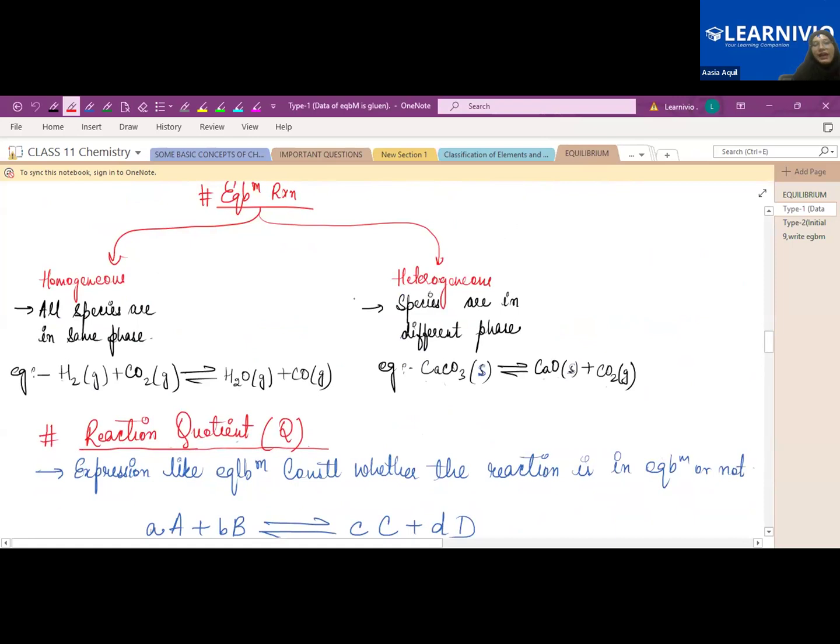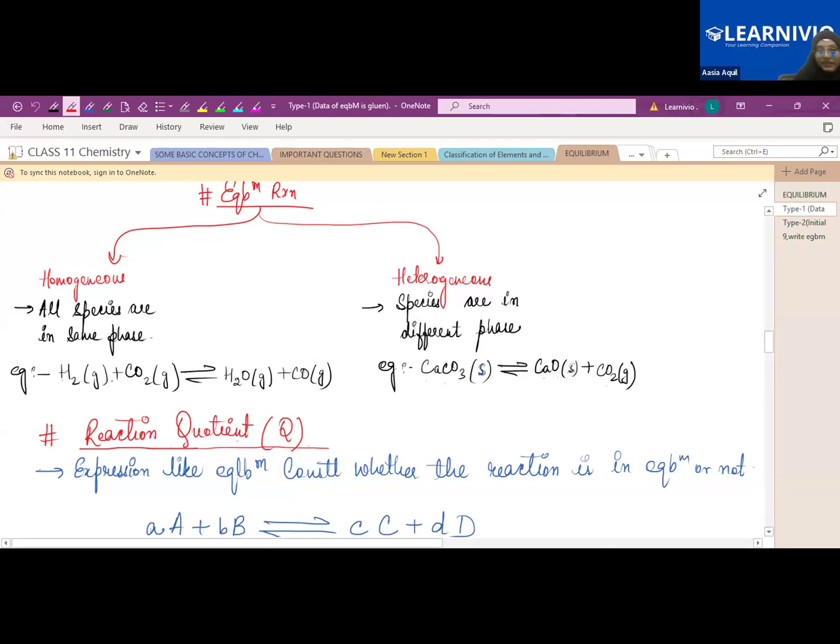So equilibrium reaction. There are two types of equilibrium reaction. First one is your homogeneous equilibrium reaction, and the second one is your heterogeneous equilibrium reaction. So let's understand what is the difference between these two terms. Homo means same, identical, right? And hetero means different. So homogeneous equilibrium reactions are those reactions in which all the species are in the same phase. Okay, the state of all the species is the same.